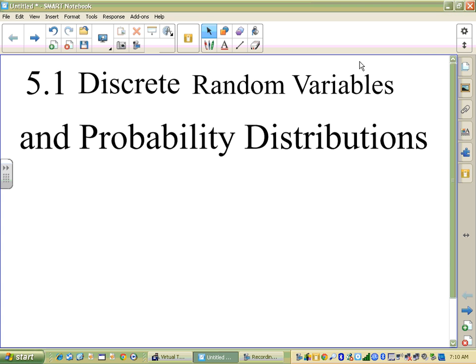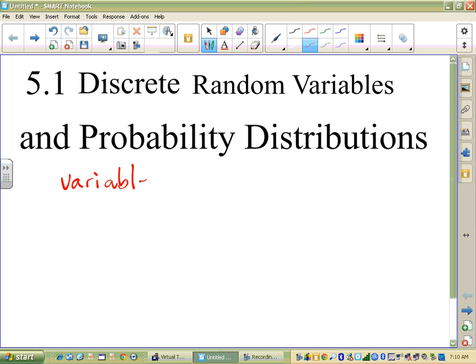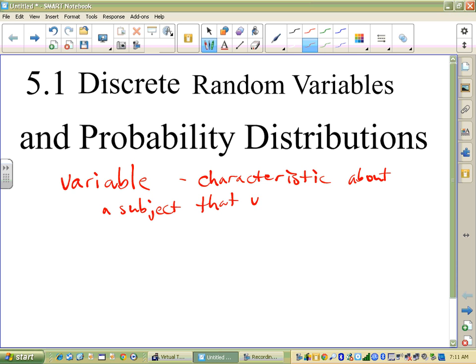So let's talk about a variable for a minute. Remember what we said about a variable in the context of statistics: it's something that describes something. Okay, that's kind of vague. It's a characteristic about a subject that varies from one to the next, or can vary from one to the next.